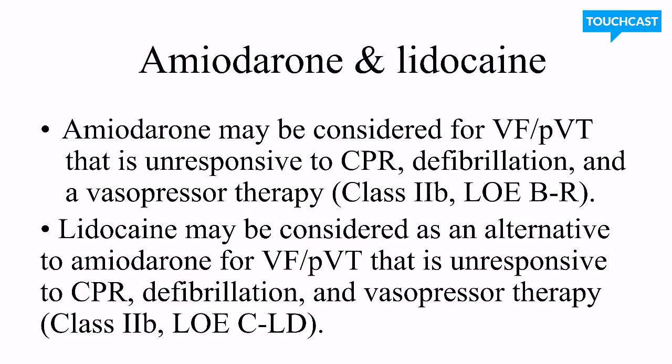Don't forget you may use amiodarone for VF and pulseless VT that is unresponsive to CPR, and another choice is lidocaine as an alternative to amiodarone. Remember, after the third shock, in a patient with pulseless VT or VF, we give amiodarone bolus 300 milligram, 1 to 2 minutes, and after the fourth shock, we give amiodarone 150 milligram bolus, 1 to 2 minutes.